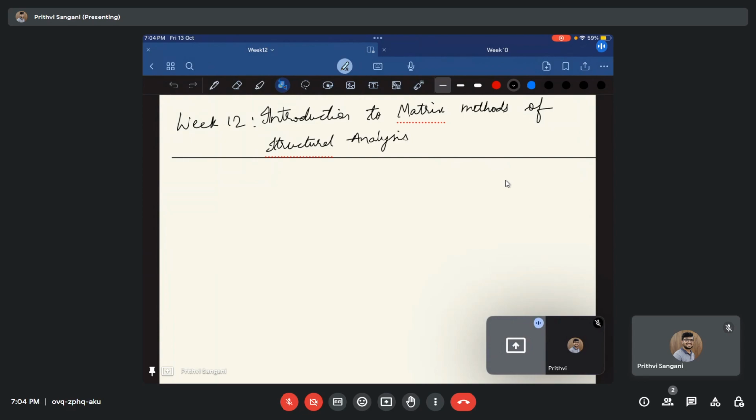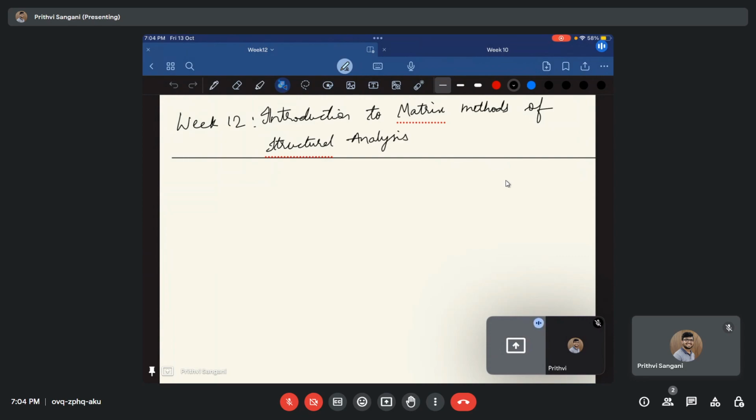Actually, in the flexibility method, what we usually do is apply a unit load, and we find out what the displacements are at different joints, or at different connections, or at different nodes.